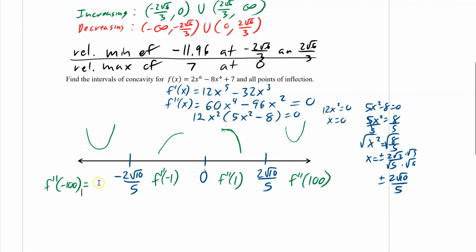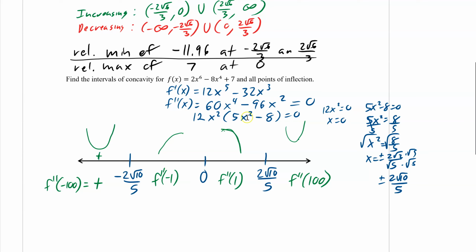So let's plug them in and see it. Here's a nice thing with squares: if it's squared, you don't have to worry about it. The 12 and the x squared will always be positive. So we're just looking at the inside. So if I were to plug a negative 100 in there and square it, this would be massively positive. And there you go. You can see that it is positive, concave up.